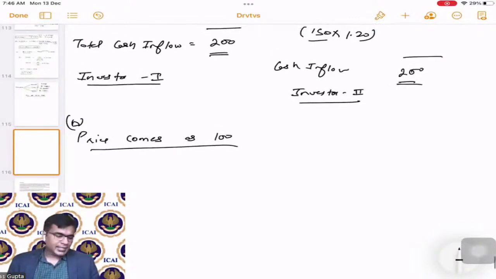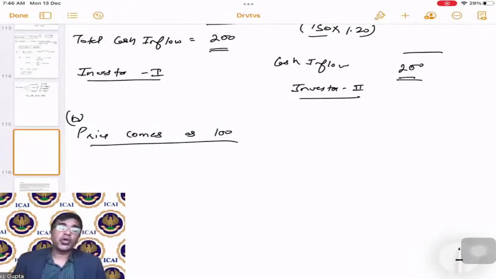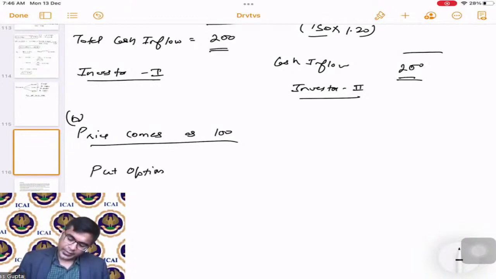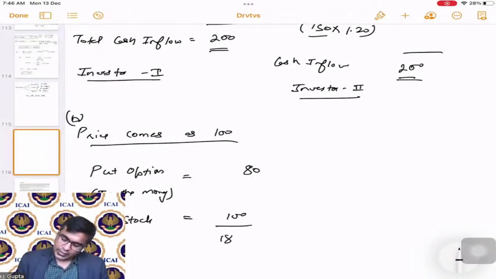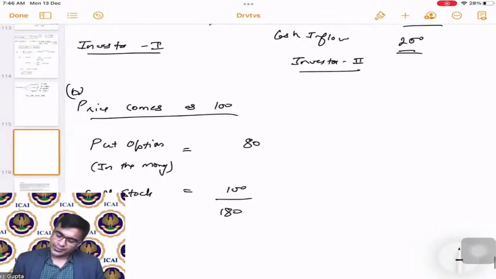Okay. If the price comes as 100 on expiry, that means now the put option holder will be benefited. Why? Because the strike price is 180, the spot price has come down. That means 80 rupees he will gain out of this option. The put option is now in the money, which will give him 80 rupees. What he's going to do is he will sell the stock at the price of 100 rupees. This will give him 180 rupees totally.